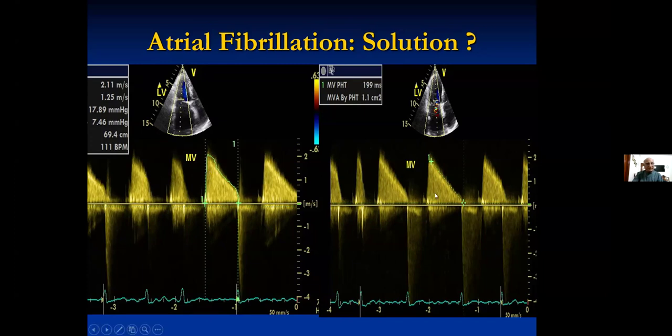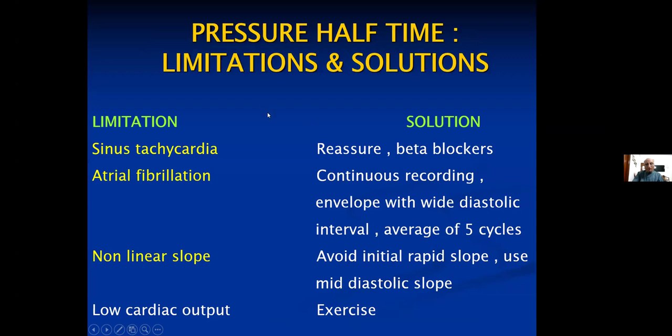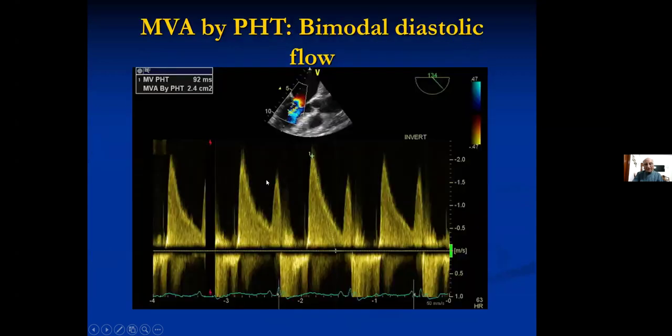You cannot measure anything here, but here you can measure the wide diastolic slope, and you can measure the peak and the mean gradient by plainly tracing this, and you can see it by the pressure half time. So always do this. Then also you'll find in your daily practice what is known as a bimodal diastole.